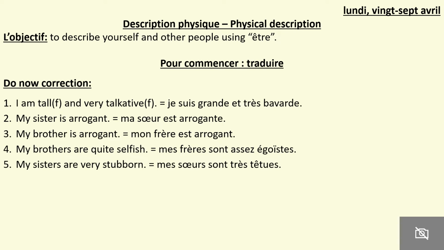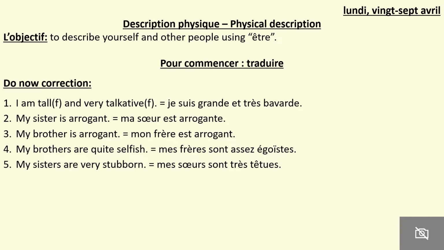Okay, and these are the answers that I'm looking for. 1, I am tall, feminine and very talkative. Je suis grande et très bavarde. Make sure you've got an E on each of the adjectives there because the person is feminine. 2, my sister is arrogant. Ma sœur est arrogante with an E on the end. 3, my brother is arrogant. Mon frère est arrogant. Okay, no E on that one because he's masculine.